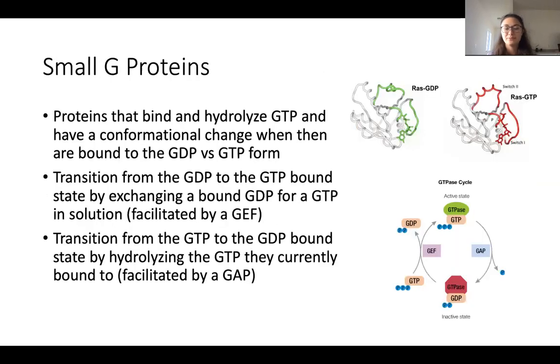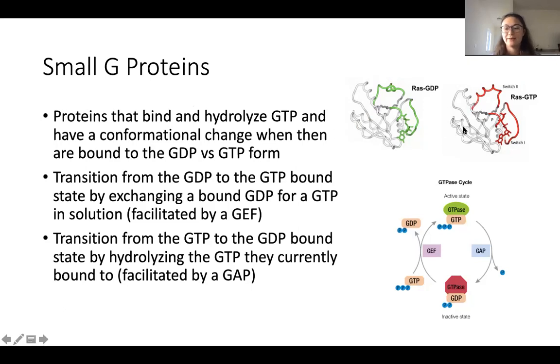Okay, so moving on from the transport stuff, the second big topic we want to cover is small G proteins. These are proteins that act as a molecular switch. Here's RAS, which is an example of a small G protein, and we can see that it is different in its GTP versus its GDP bound state. These proteins also have an enzymatic activity where they can hydrolyze GTP. So that's basically how these proteins work.